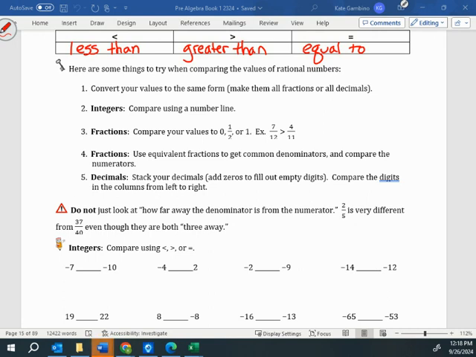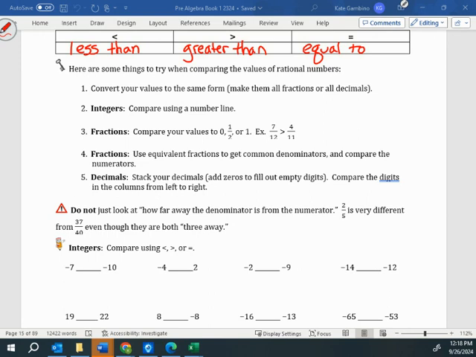I say that a lot, don't I? Left to right. We just did order of operations in my other class, so we work from left to right. I've been saying it a lot today. So we look at the number on the left, we compare it to the number on the right. So we know which symbol to put in there.